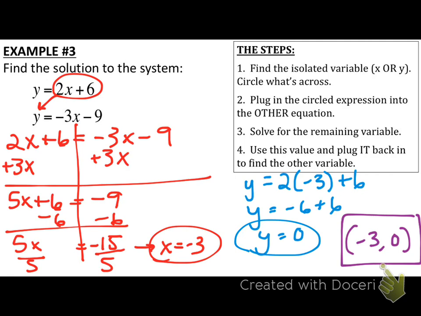Then after that, you use the negative 3, and you plug it back in for x. When you plug it back in for x, you're able to solve for y, and you get 0. So these two lines cross at -3, 0.